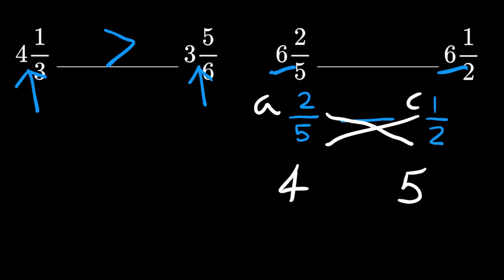So because 1 times 5 is bigger, that means that the fraction on the C side, which is half, is bigger than 2/5. If we were to multiply 2 times another number and it was bigger than 4, well, the fraction on the A side would have been bigger, but that's not the case. So that makes 6 and 2 over 5 less than 6 and 1 over 2.